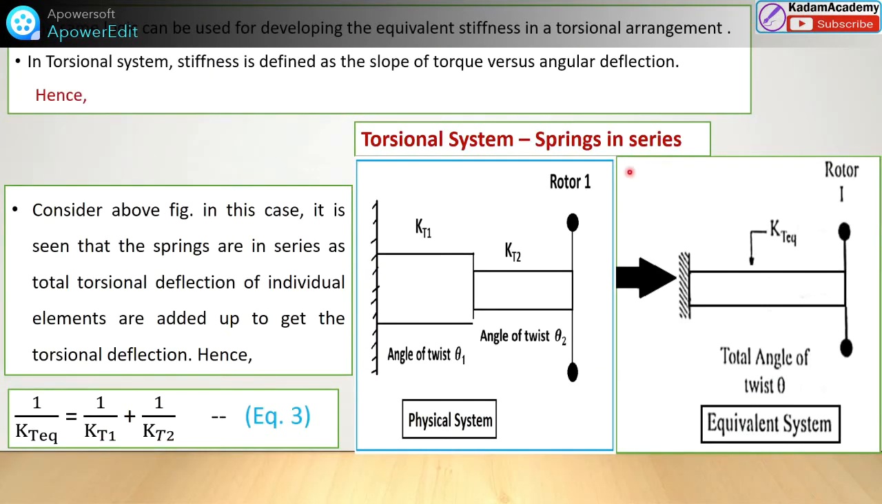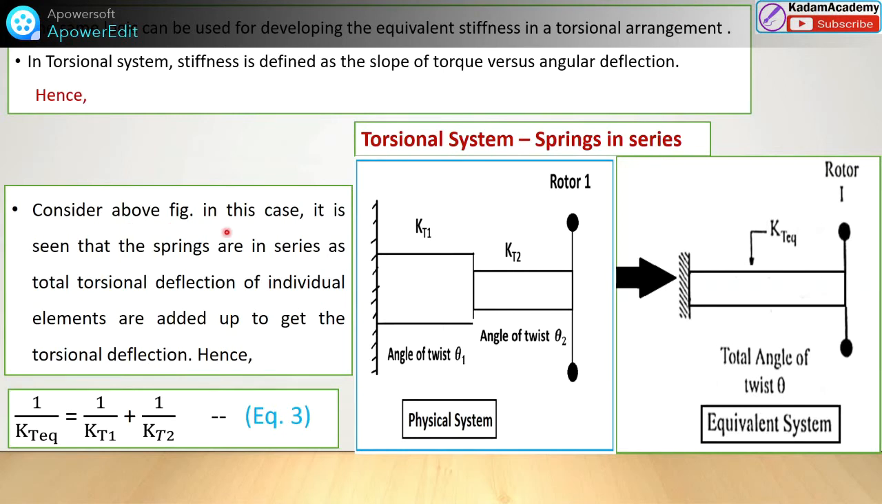Now we'll see the torsional system. See, this is the rotor. Here rotor 1, this is the shaft. The angle of twist for this part is theta 1, and the angle of twist for the other is theta 2. In this case, as it is a torsional system, the stiffness for this part is KT1 and here it is KT2. Its equivalent is KT equivalent. Okay, the total angle theta we have to consider is equal to theta 1 plus theta 2, like in delta.